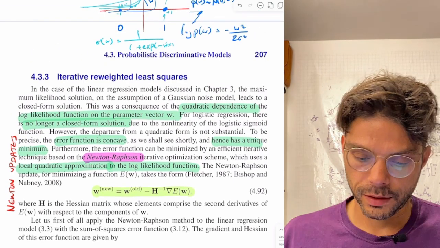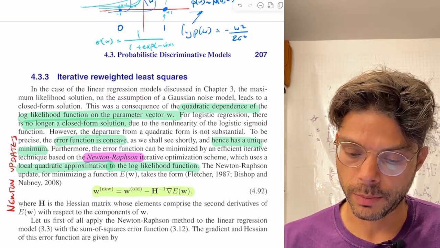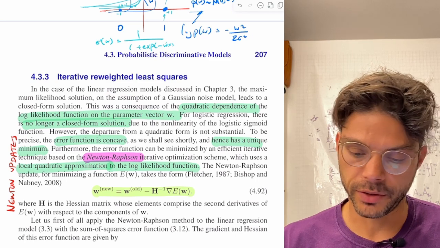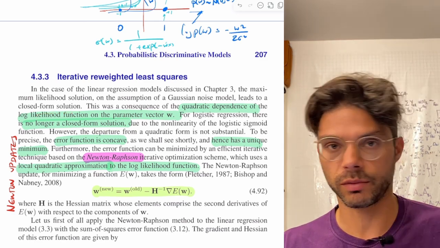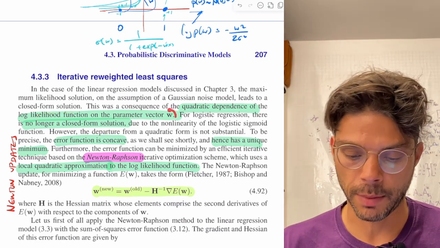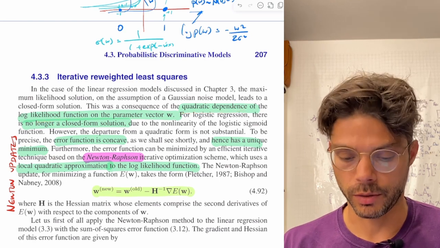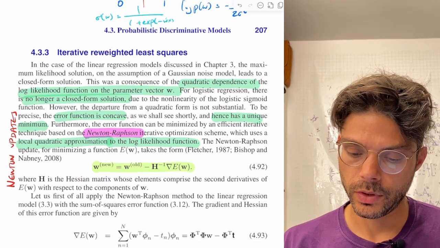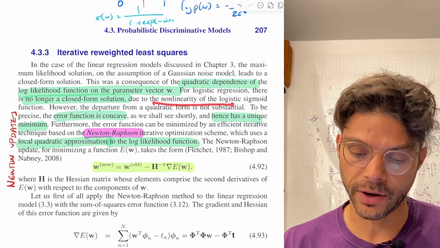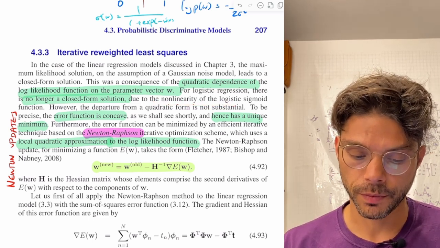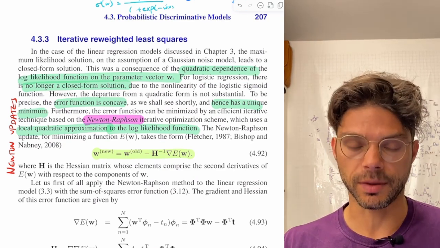Okay, so he says, in the case of the linear regression models discussed in chapter 3, the maximum likelihood solution on the assumption of a Gaussian noise model leads to a closed form solution, right? So there was just a formula we got for getting the parameter vector. And it was a consequence of the quadratic dependence of the log likelihood function on the parameter vector. For logistic regression, there is no longer a closed form solution due to the nonlinearity of the logistic sigmoid function. Okay, so we're not going to get the closed form solution, but maybe we can get something that's close enough.